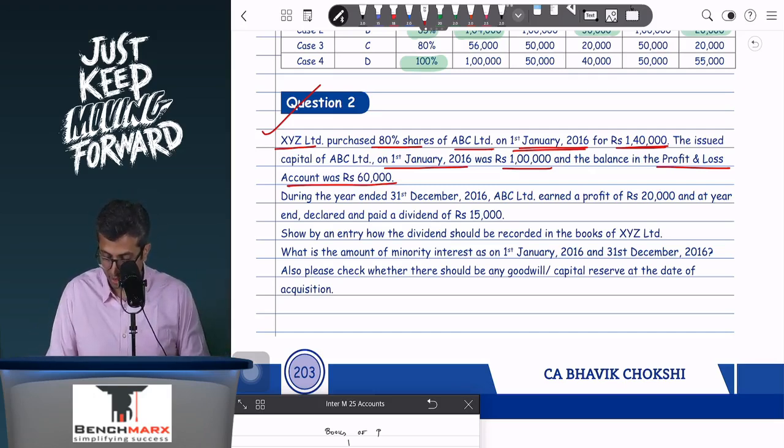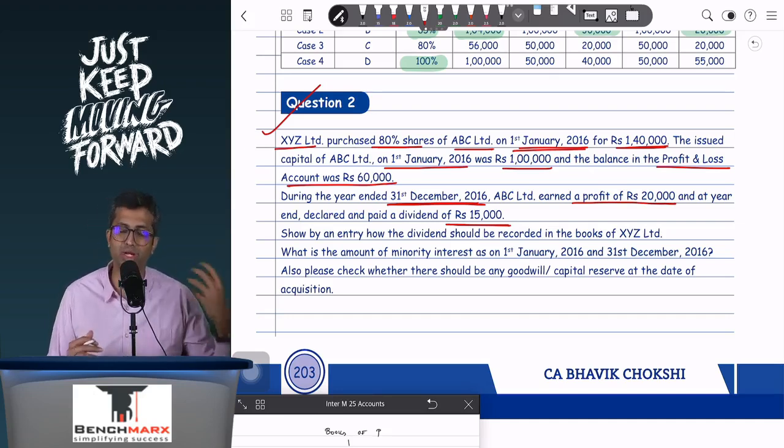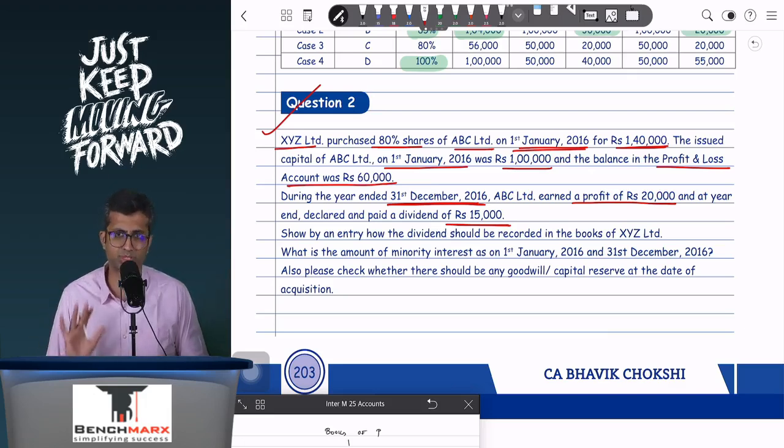Now, during the year ended 31st December 16, ABC earned a profit of 20,000 and at the year end declared a dividend of 15,000. Now, are you told that this dividend is out of which profit? Well, if it is declared for the year 2016, it must be out of the profits of the year 2016, that is 20,000. This must be post-acquisition profits. Show by an entry how the dividend would be recorded in the books of XYZ.